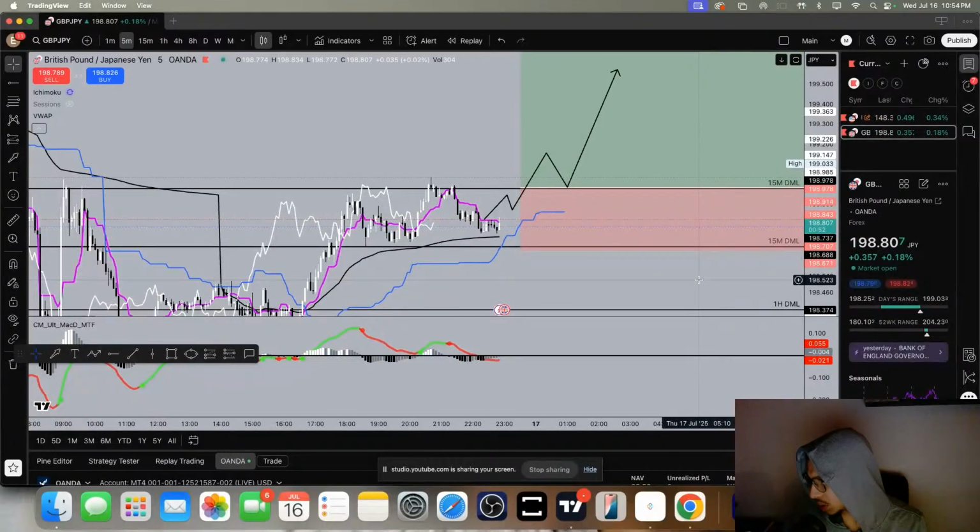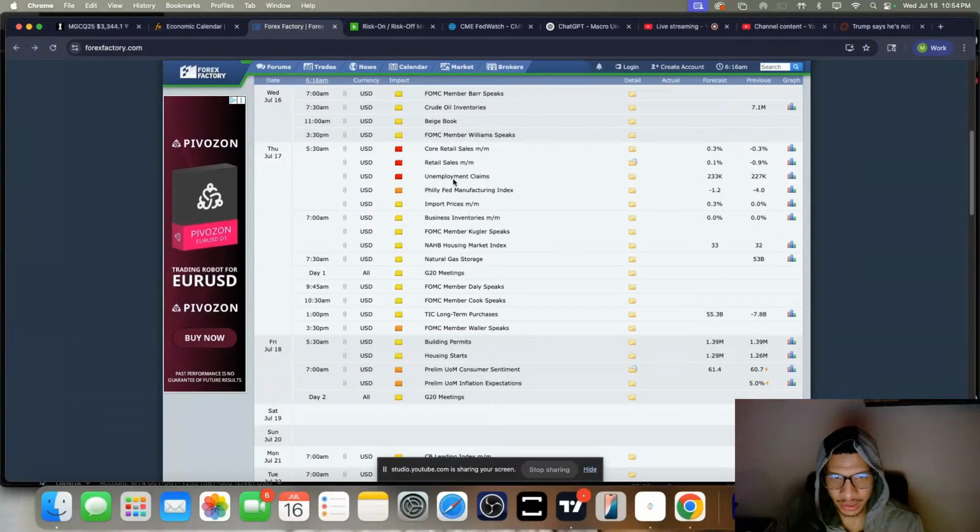Thinking about the probability, that forecast was crazy. And so to Q's point, he was talking about the forecast of this jump, going from negative 0.9% to a positive 0.1. That's almost a 10% jump from the previous month. And this is just retail sales.